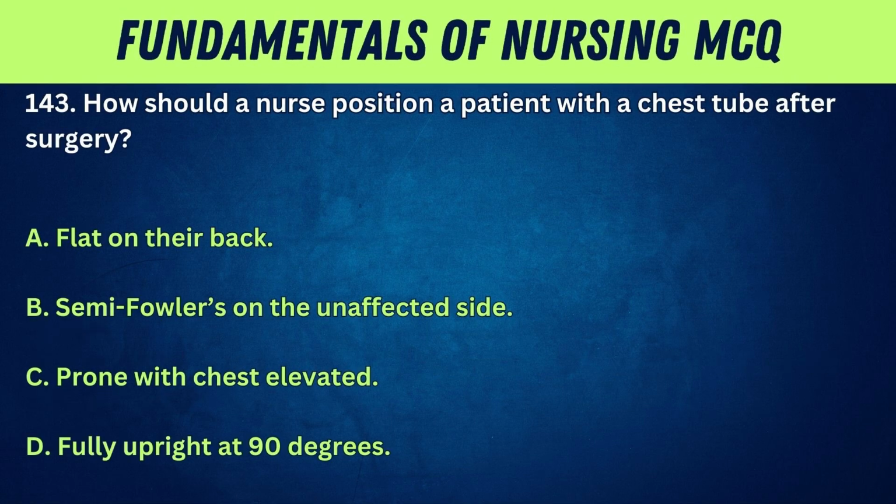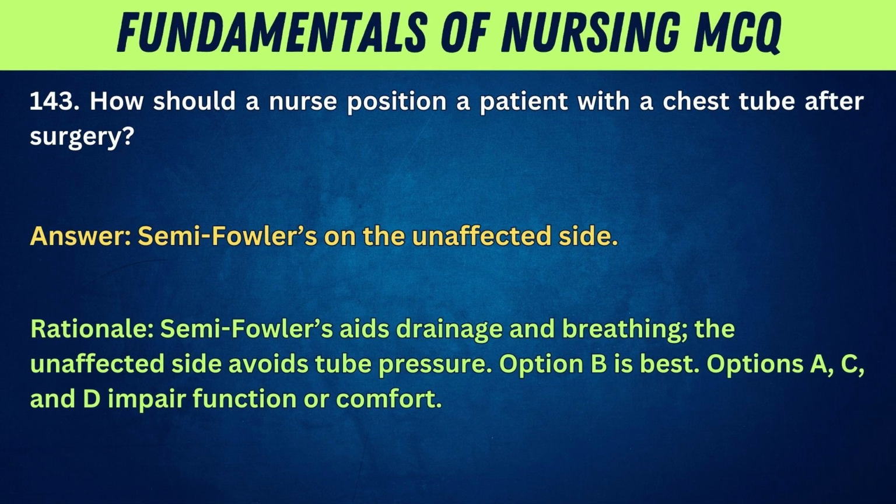143. How should a nurse position a patient with a chest tube after surgery? A. Flat on their back. B. Semi-Fowler's on the unaffected side. C. Prone with chest elevated. D. Fully upright at 90 degrees. Answer. Semi-Fowler's on the unaffected side.